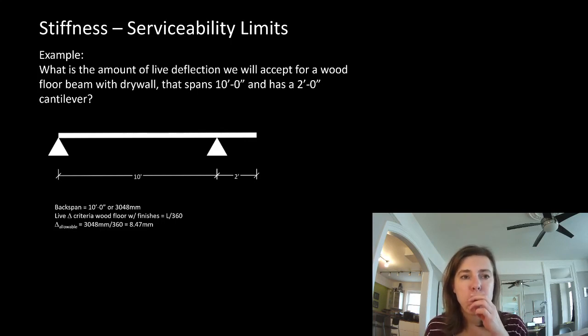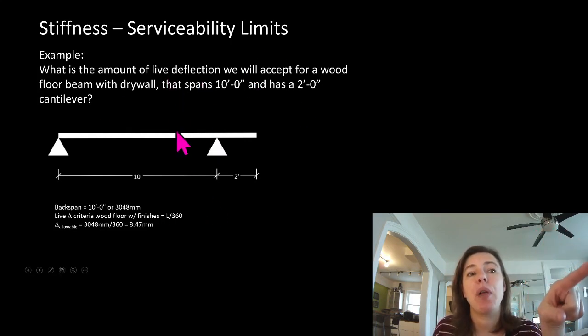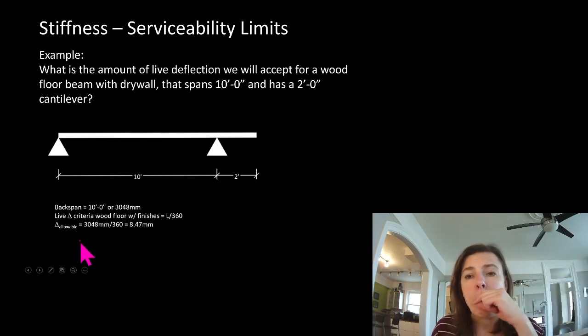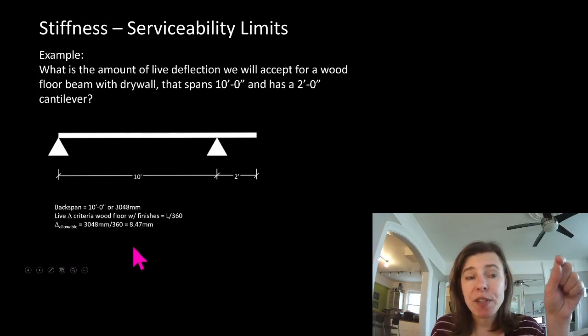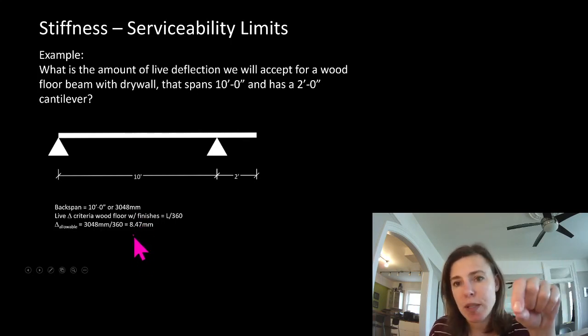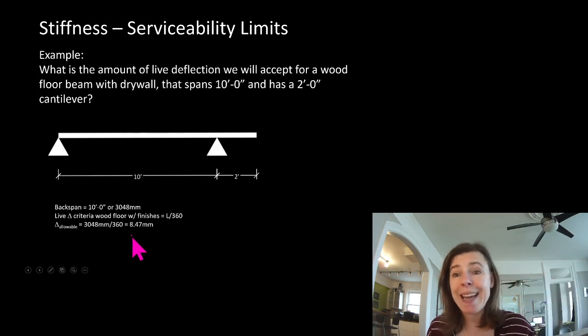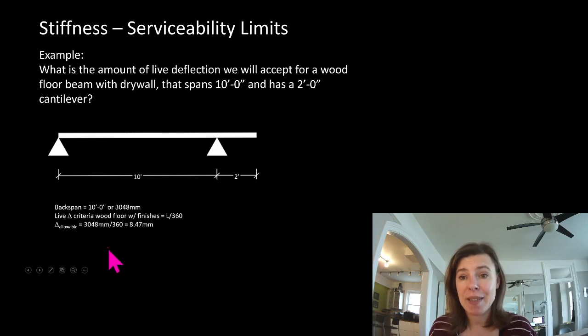Every member needs to be checked for both criteria. This question was specifically live, but we would still need to check dead plus live. And it's going to give us a different answer. And you can't say which one is governing, because it's going to be dependent on what load is applied to it. And we don't know what load is applied to it yet. So we can't say just by looking at these numbers which one is the governing criteria.